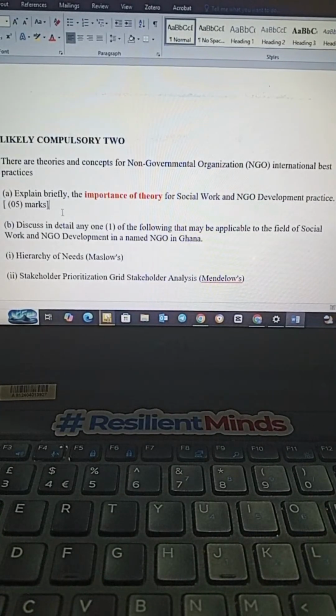Now, the second one is that it provides a framework for our practice. So a theory provides a framework. What is this trying to say? It's trying to say that theories offer structures or blueprints to analyze complex situations. So when we say a theory provides a framework, it simply means that it offers a structure or a blueprint that helps us to analyze complex situations.